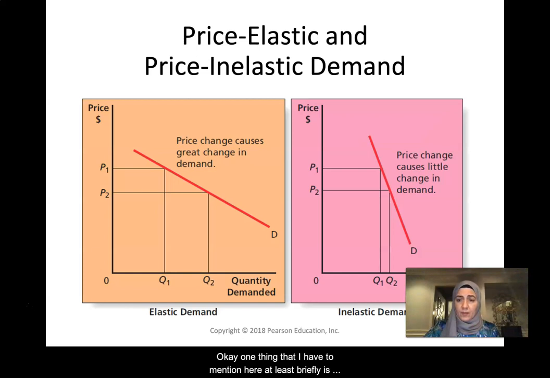Okay, one thing that I have to mention here, at least briefly, is price elasticity. So we're talking about price, we're talking about playing with price as if it's a very flexible thing. Some of you who have done the economics courses have surely been introduced to this concept.